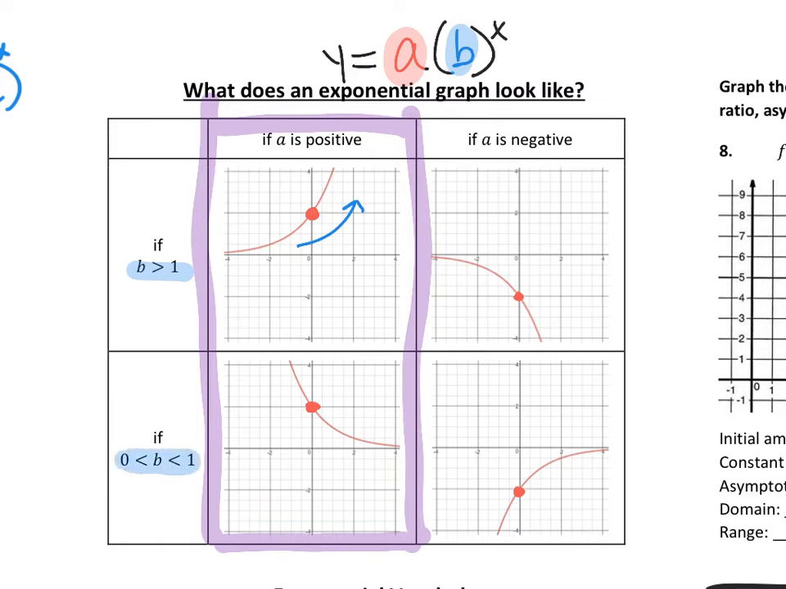If, though, that b value is a fraction between 0 and 1, so it's never going to be negative, so basically, it's a fraction like 0.2 or 1/2 or 0.75 or 7/8, a fourth, it's going to be decaying is the word we're going to use, but yeah, it's going down.